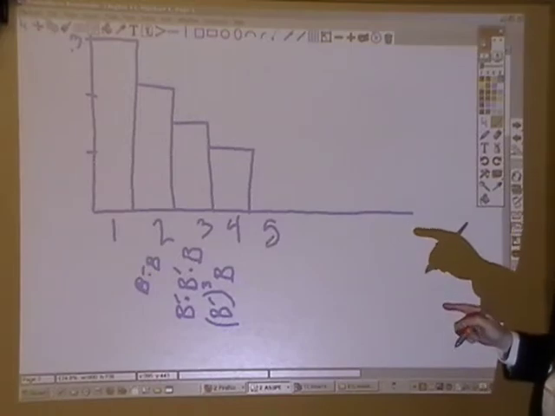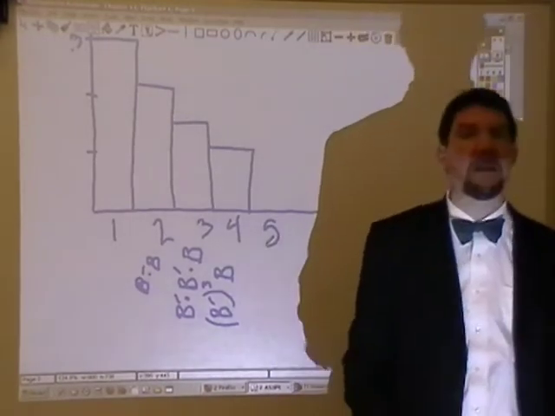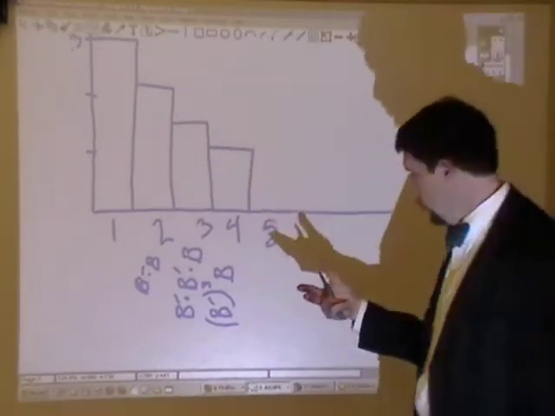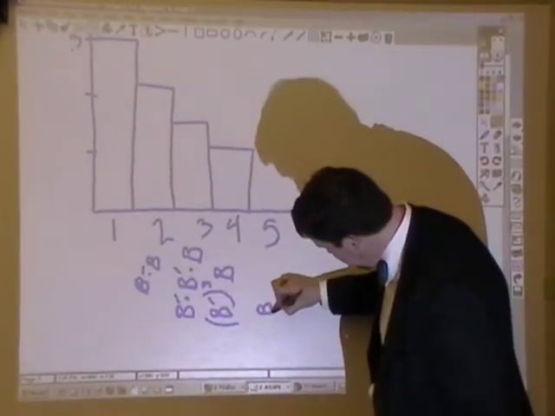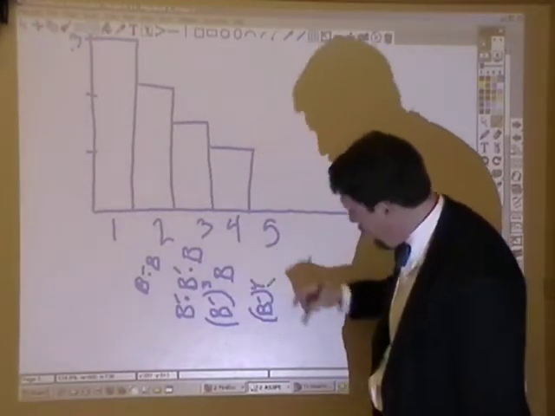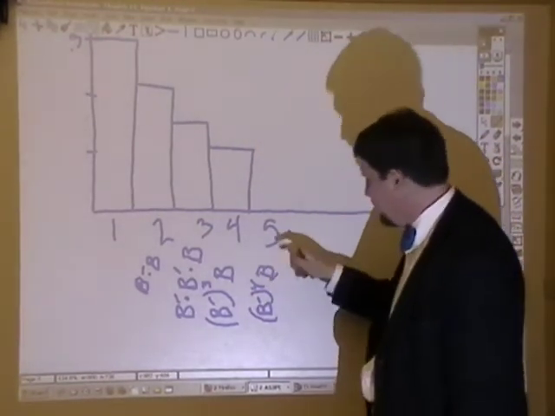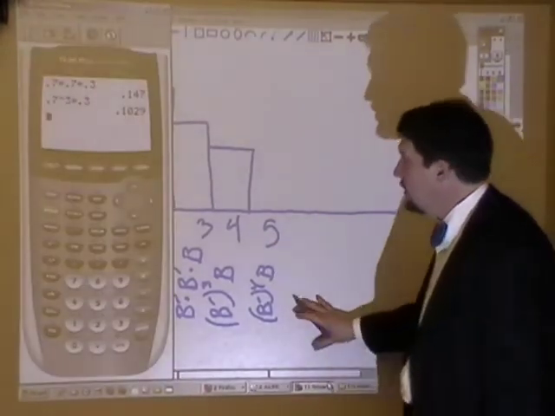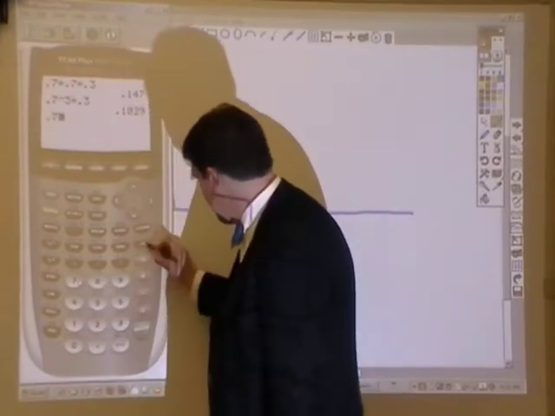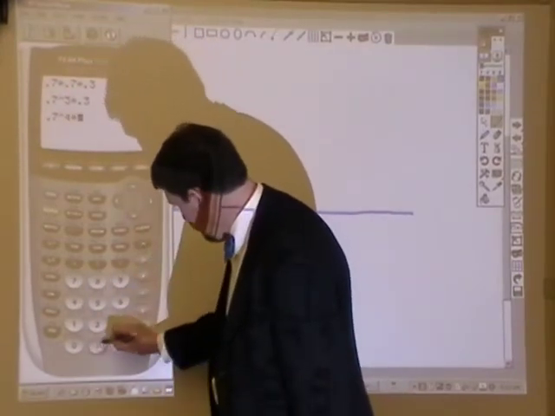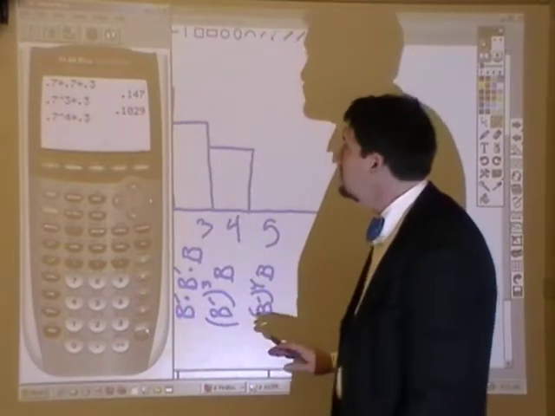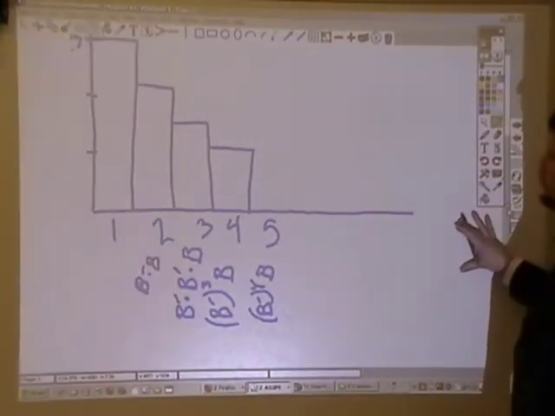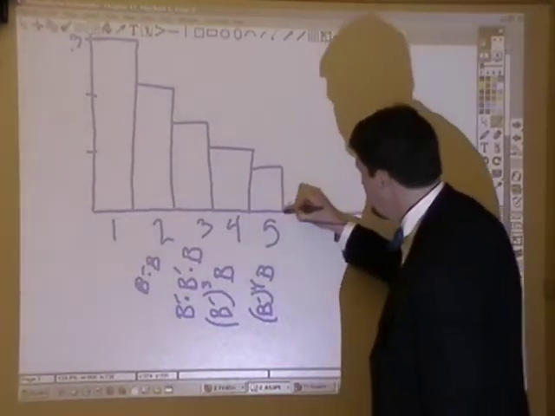Okay, so what's the probability I get my first success on the 5th? Well, what's going to happen on the 1st? Not blue. What's going to happen on the 2nd? Not blue. 3rd? Not blue. 4th? Not blue. 5th? Blue. So I'm going to have 4 failures, and then I'm going to have success. I could do this real quick: 0.7 to the 4th times 0.3 equals 0.07203. 0.07203 is here.